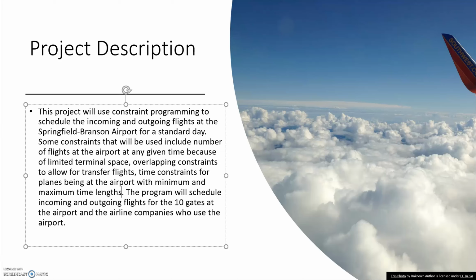To schedule these incoming and outgoing flights at the airport, I will need several constraints. Some of these include the number of flights at the airport at any given point because of limited terminal space, overlapping constraints to allow for transfer flights from one destination to another, time constraints for planes being at the airport with minimum and maximum time lengths, as the plane has to be at the airport for a minimum time, but they can't just stay there all day. Then this program will schedule incoming and outgoing flights for the 10 gates at the airport and the airline companies who use the airport.